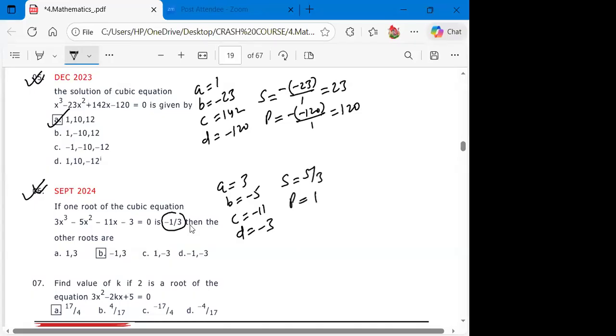Now see the board. They are saying one root is minus 1 by 3. So I'm putting the third value as minus 1 by 3. Clear? Now just tell me, if I add all these three, will it be 5 by 3? Just check. 1 plus 3 is 4. 4 minus 1 by 3 is never 5 by 3. So cancelled.